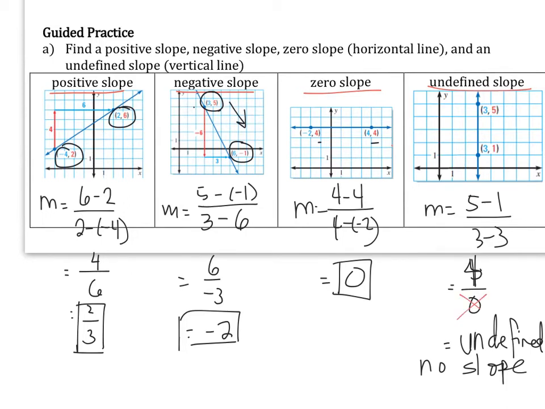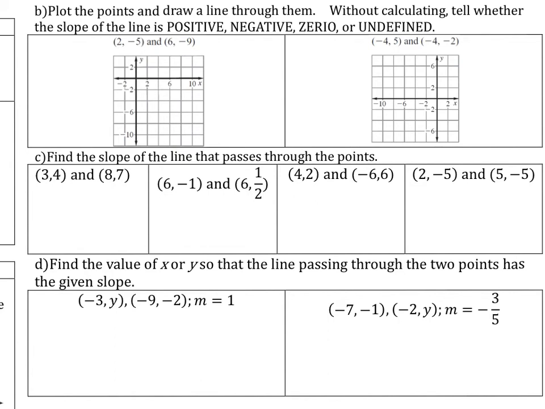Okay. Part B. Plot the points and draw a line through them. Without calculating, tell whether the slope of the line is positive, negative, 0, or undefined. So 2, negative 5, begin here. And I'm going to count negative 5 units down. And that would be about right here, 2, negative 5. And then 6, negative 9, about right here. Don't connect the dots.